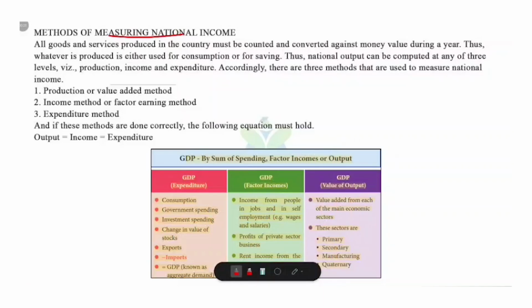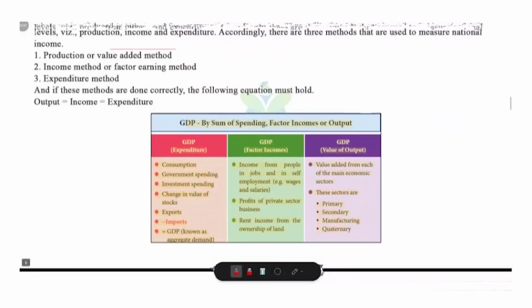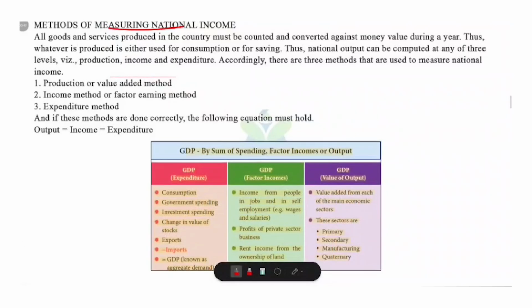So, national income, we know what is meant by national income, right? National income is the total value of all goods and services produced in a country in a year. And everything produced is either consumed or saved or invested. So, you can measure it in three ways, but all give the same results if done correctly. Okay. So, income is always equal to expenditure. Remember that income and expenditure is always equal.